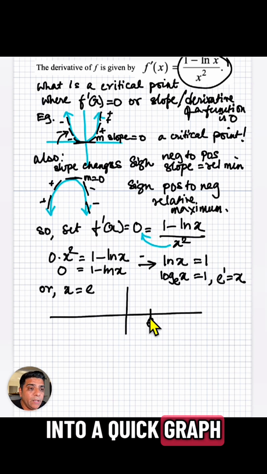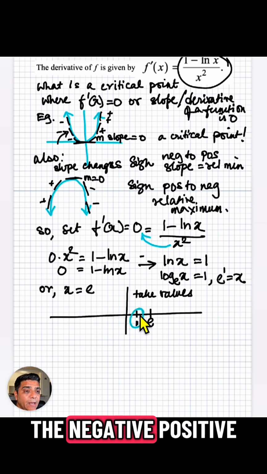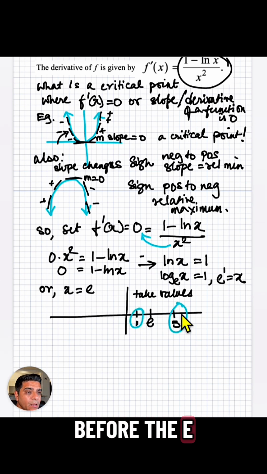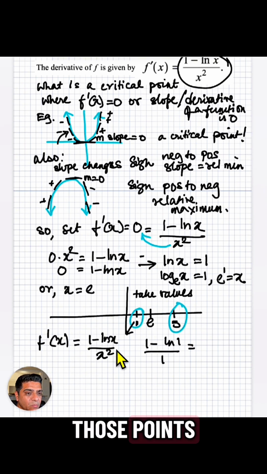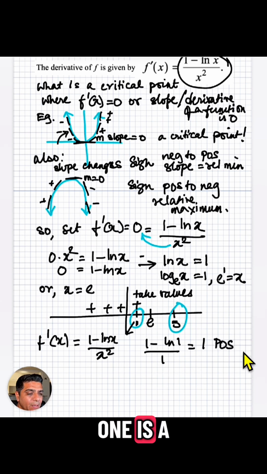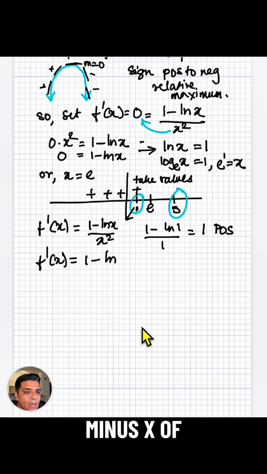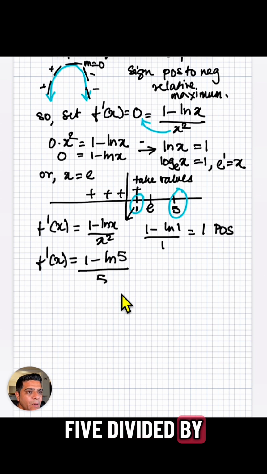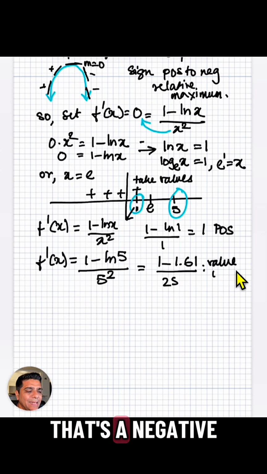So let's draw a quick graph. Around e, take 2 points to see the negative and positive values. Let's take 1 before the e and 5 after the e. Go to your derivative and substitute each of those points. 1 minus ln of 1 divided by 1 squared is a positive derivative. 1 minus ln of 5 divided by 5 squared is going to be a negative derivative. 1 minus 1.61, that's a negative value.